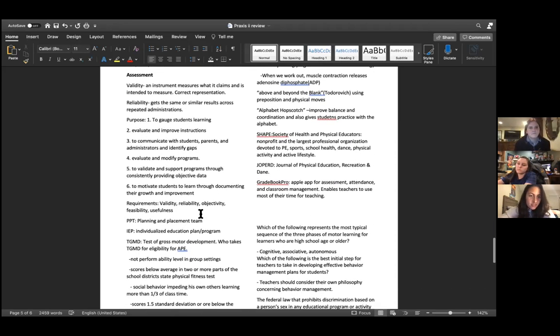Assessment. Validity: an instrument measures what it claims and is intended to measure, correct representation. Reliability: gets the same or similar results across repeated administrations.